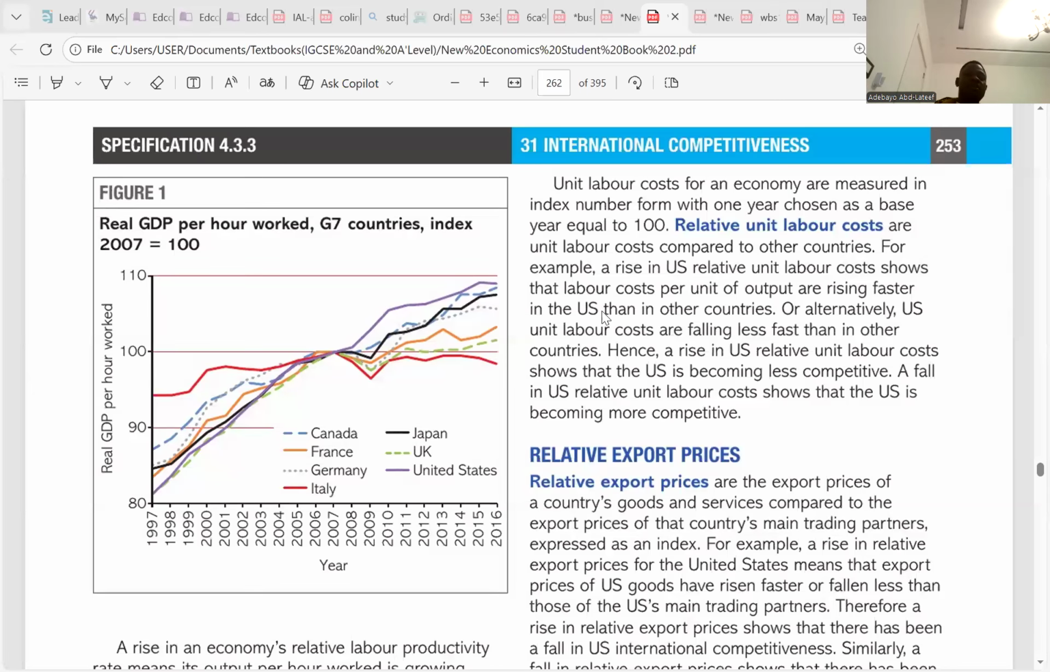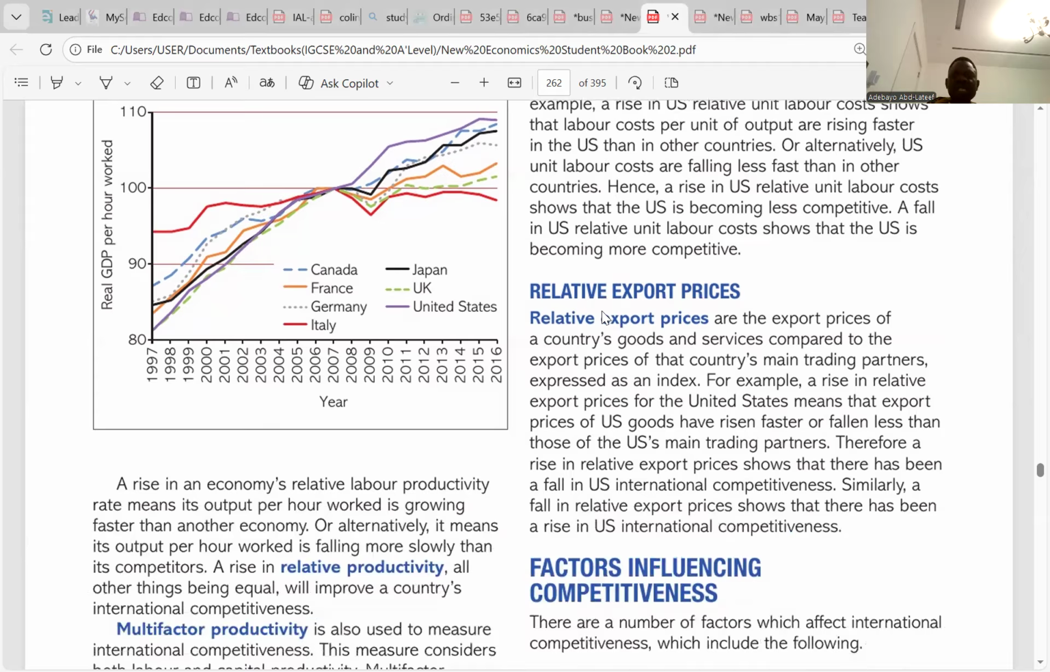Another way to measure international competitiveness is relative export prices. Relative export prices are the export prices of the country's goods and services compared to the export prices of that country's main trading partners, expressed as an index. For example, a rise in relative export prices of the United States means that export prices of US goods are rising faster or falling less than those in the US main trading partners. Therefore, a rise in relative export prices shows that there has been a fall in the US international competitiveness. Similarly, a fall in relative export prices shows that there has been a rise in US international competitiveness.